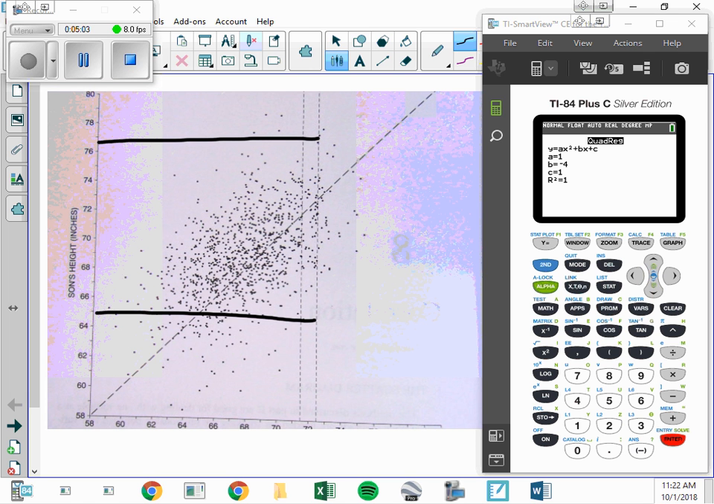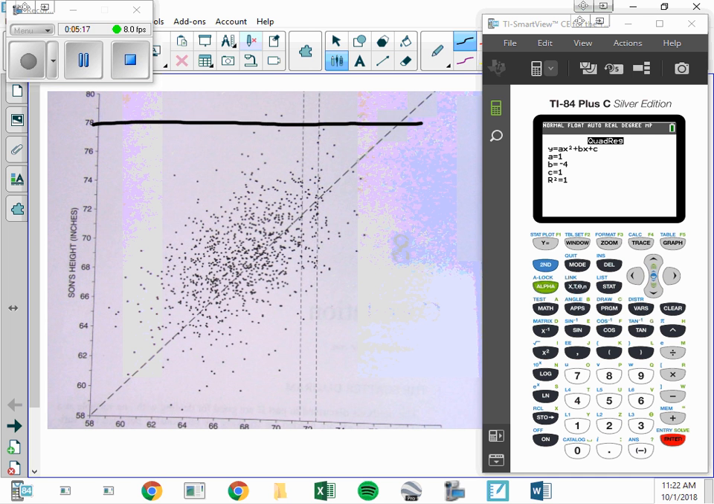Okay. How many families are there where the sons are more than 78 inches tall? Where are we looking? Above a horizontal line at 78. 2. Okay. How tall are their fathers? So straight down, 69. I got, okay, 69, 70.